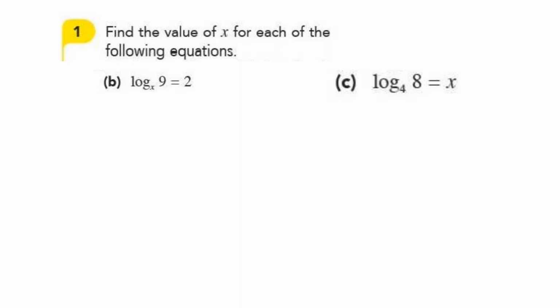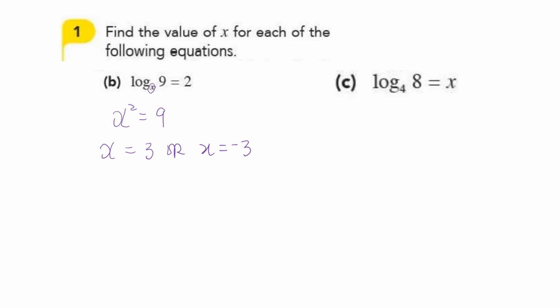Question 1b. If you're given the logarithmic equation, you are asked to find the value of x, and x happens to be the base of the logarithmic equation. So we're going to convert this into index form. The base is x, so it's just x to the power of 2 equals 9. So x can take two values. It can be positive 3 or x equals negative 3. However, we have to reject this one. Why do we need to reject this?